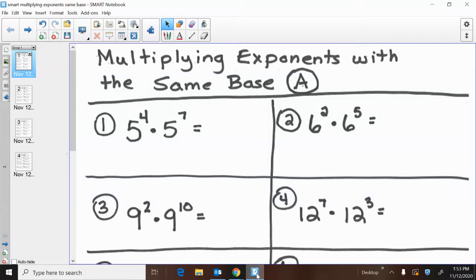Hello, class. This is a video to explain how to multiply exponents with the same base. By the base, we're talking about the big numbers that you see here. Those are the bases. And the exponents are the little numbers, the raised numbers. The big numbers are the bases.